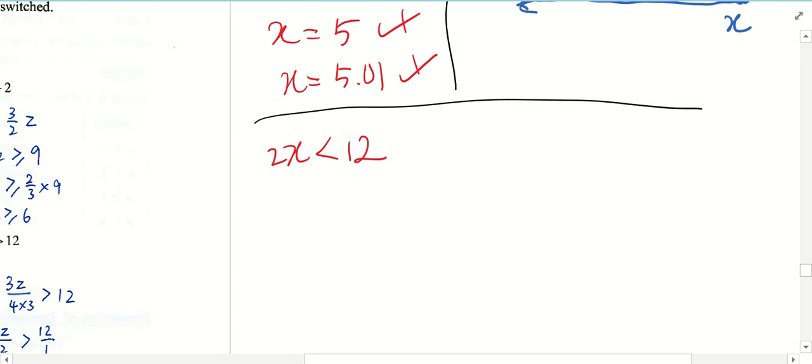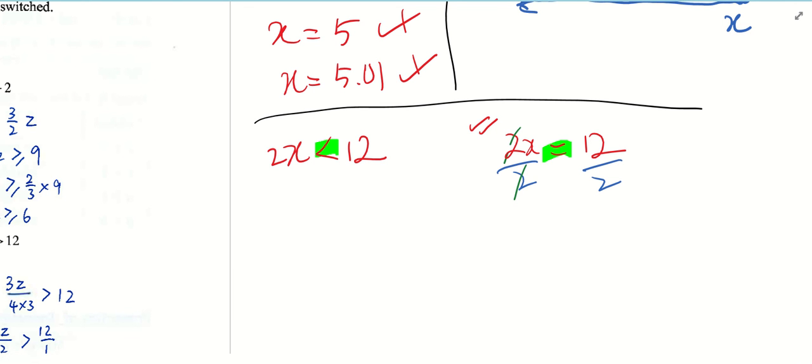Now, in order to help you to see how to deal with inequality easily, let's see how we usually deal with equations. So usually we have this, right? The only difference is instead of the equal sign, we change it to an inequality sign. So how do we deal with this? Well, we are all very familiar with it. We divide both sides by 2 so that it cancels, and we are left with x equals 6.